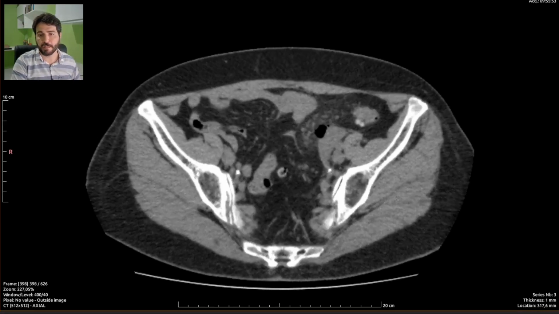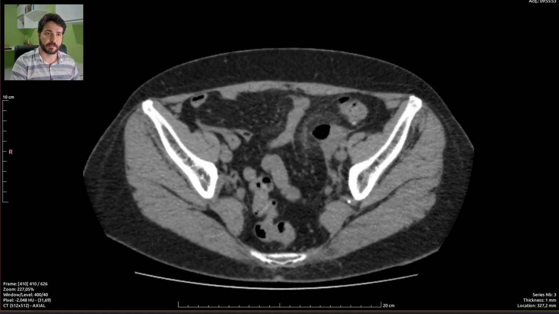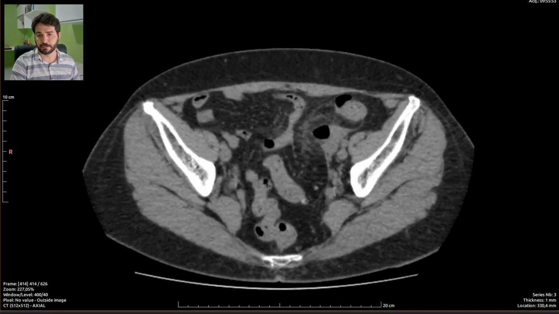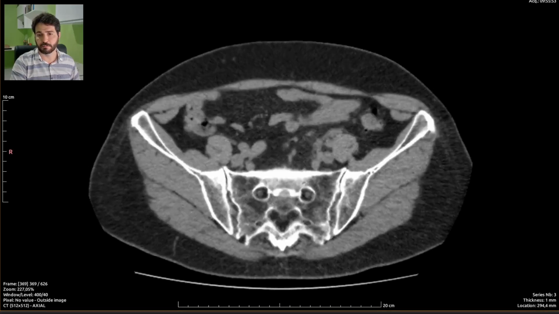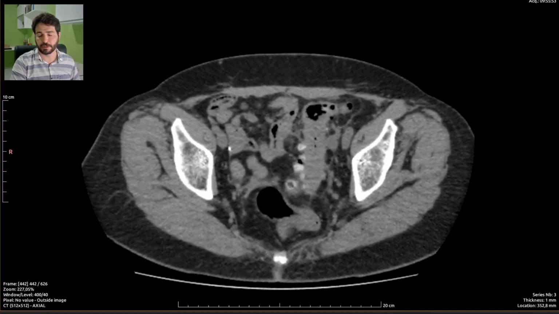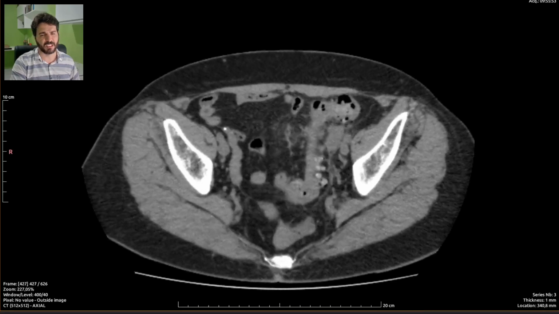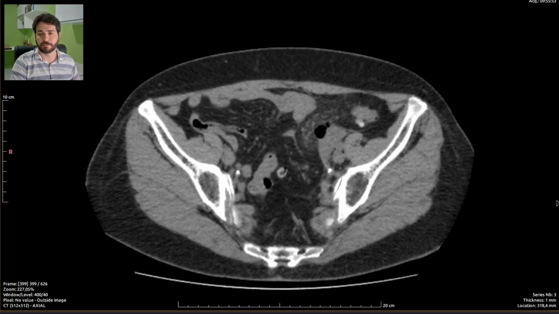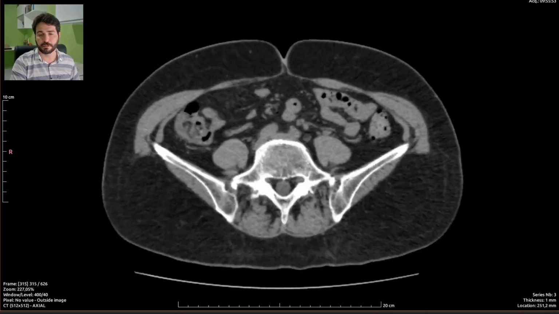So if we had a proper contrast enhanced exam, this would be much easier to measure and to tell, because this could be adnexa, this could be remains of the left ovary, enlarged left ovary, or something else.